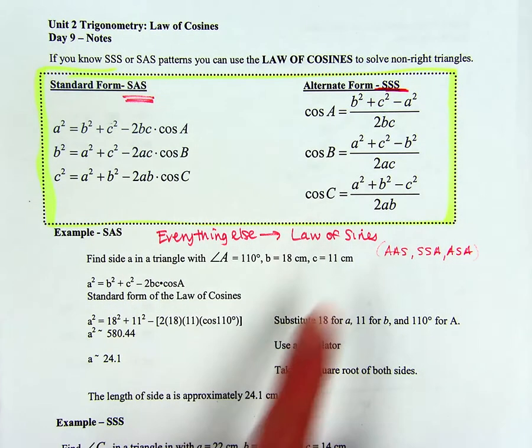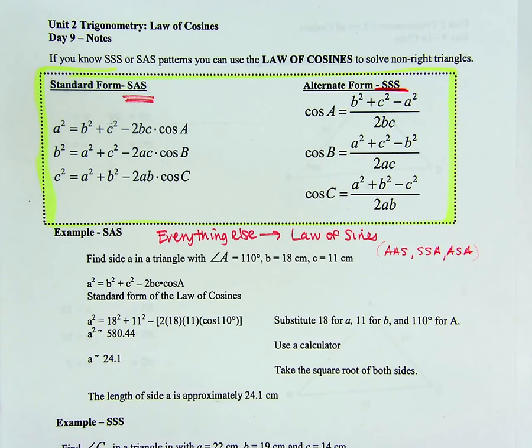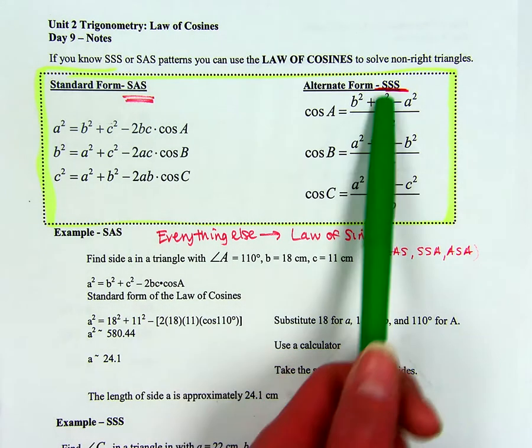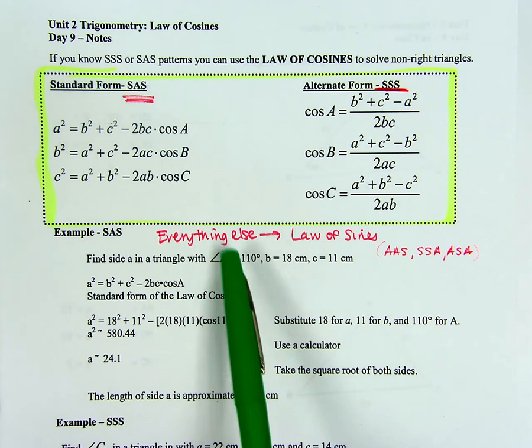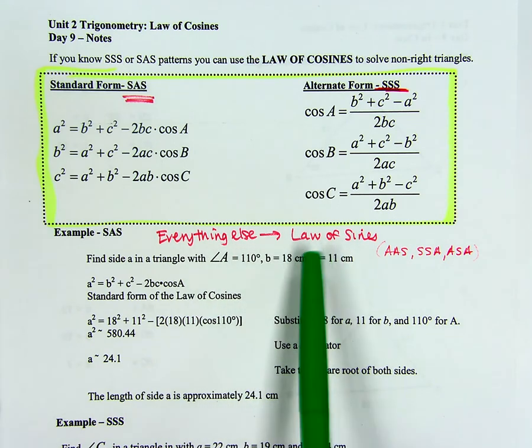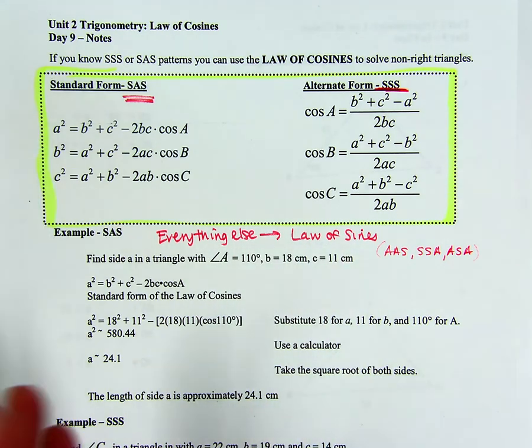So you don't have to memorize these formulas. We'll be giving those to you on quizzes and tests. If you don't have side angle side or side side side, then you're going to use law of sines. So on our review day, when we see a mix of law of sines and law of cosines problems, you do have to choose which one to use. So for today, we're just doing law of cosines.